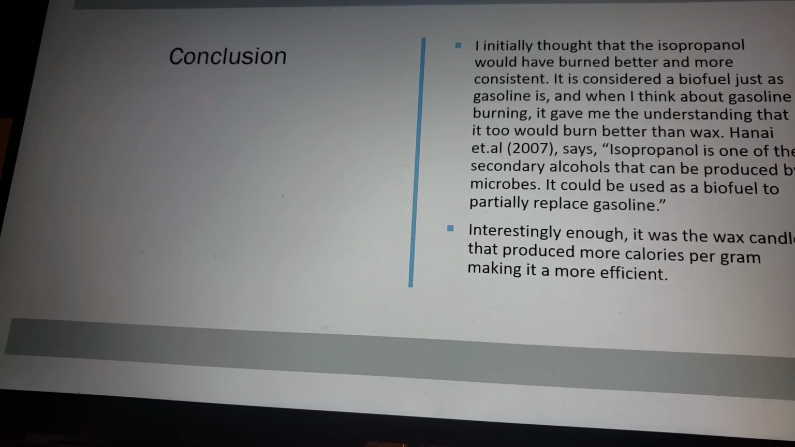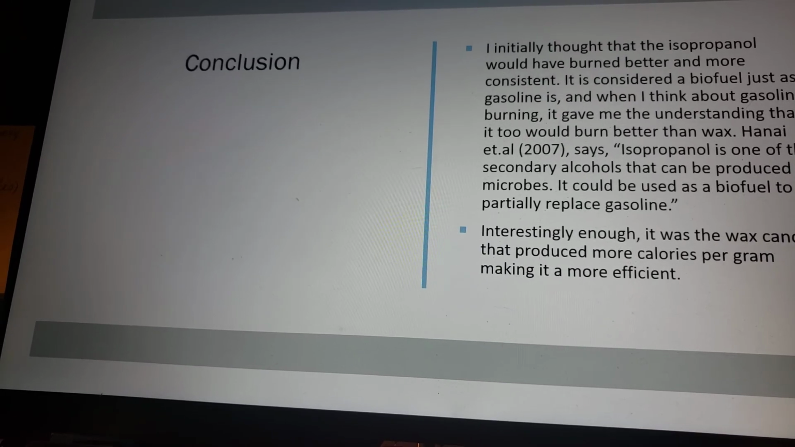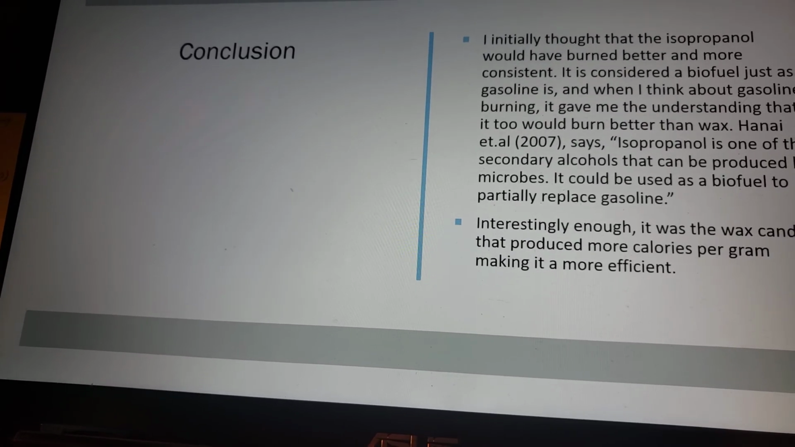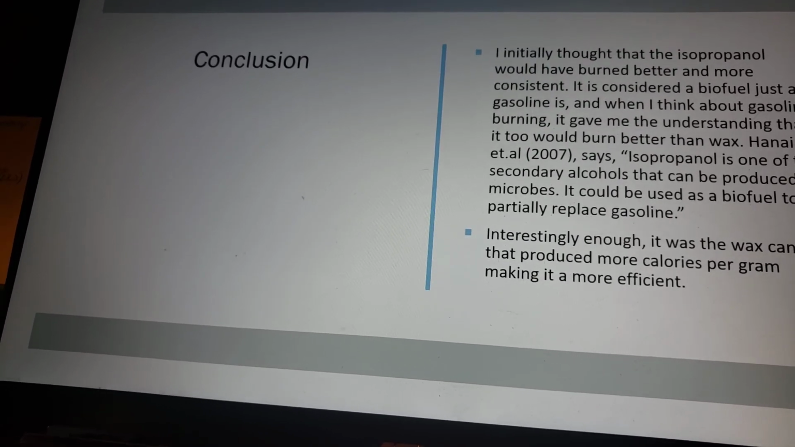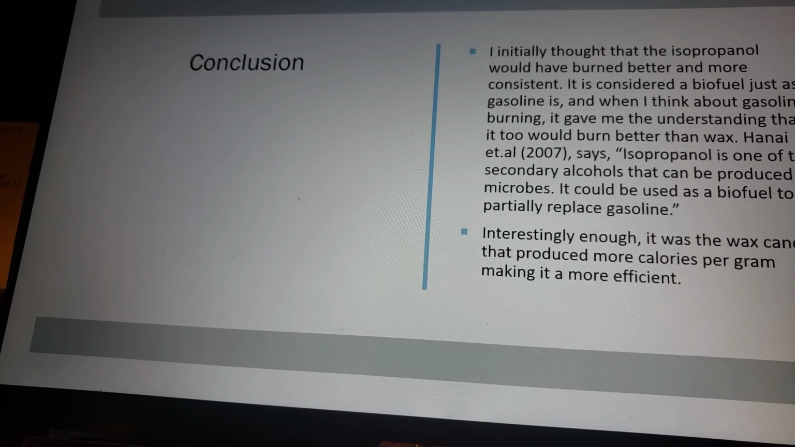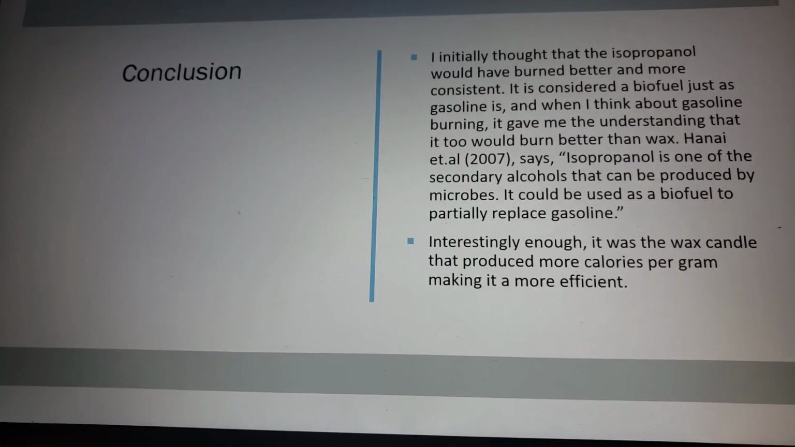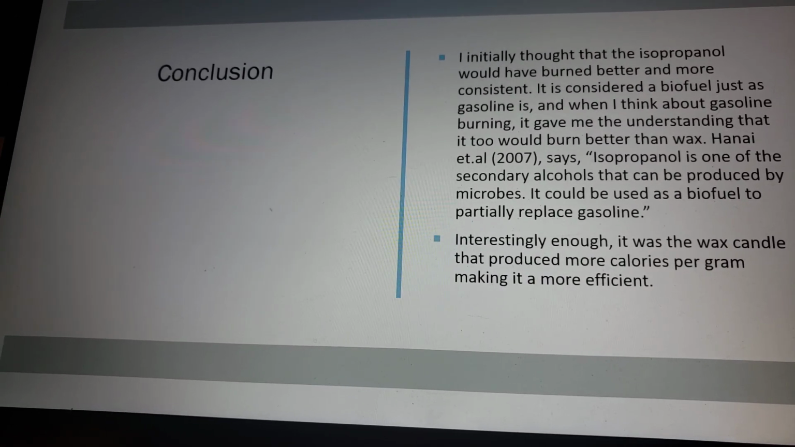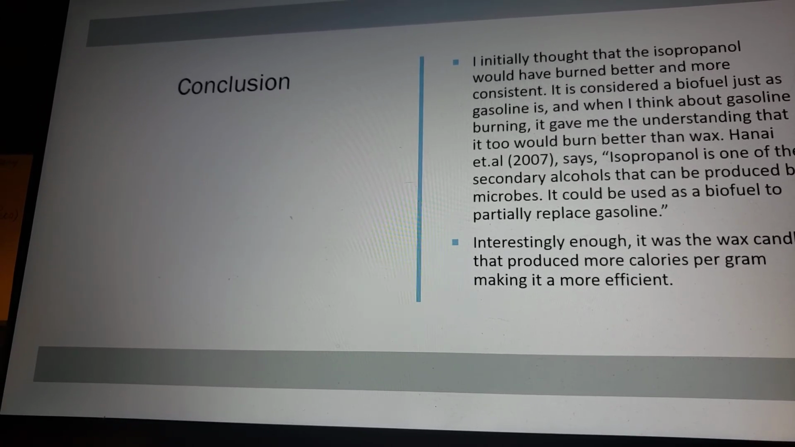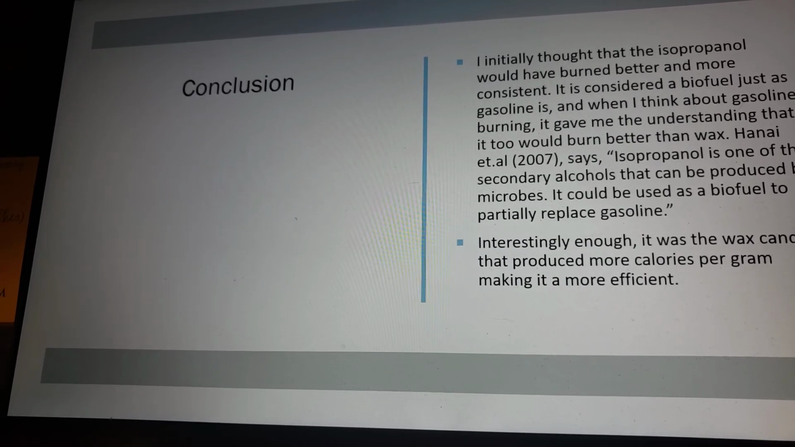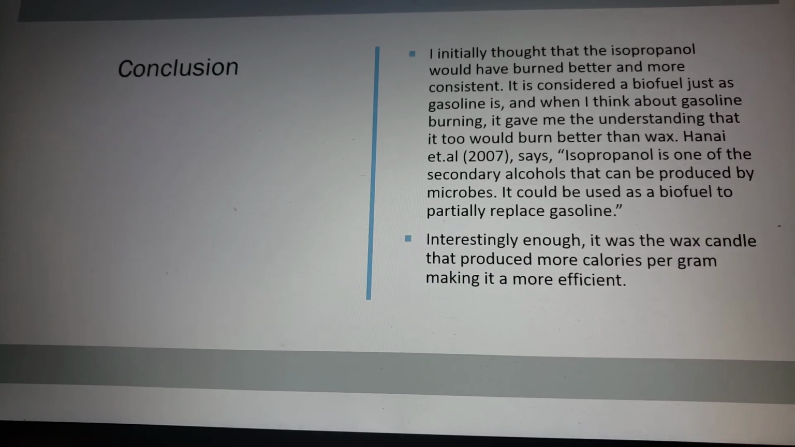So in conclusion, I initially thought that the isopropanol would have burned better and more consistently. It is considered a biofuel, just as gasoline is. And when I think about gasoline burning, it gave me the understanding that it too would burn better than wax. Henai and his group say isopropanol is one of the secondary alcohols that can be produced by microbes, and it can be used as a biofuel to partially replace gasoline. So that's why it gave me that initial thought that perhaps it would burn better and quicker, and I would go through more isopropanol than what I did.